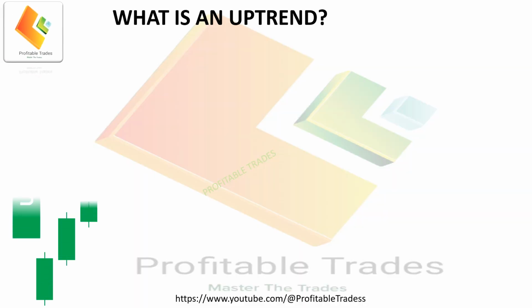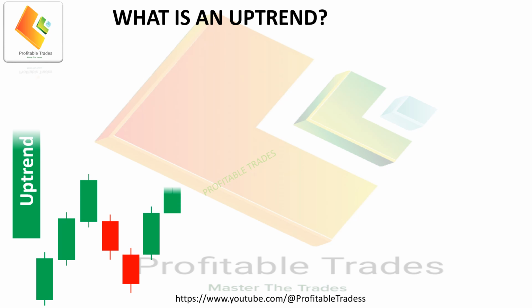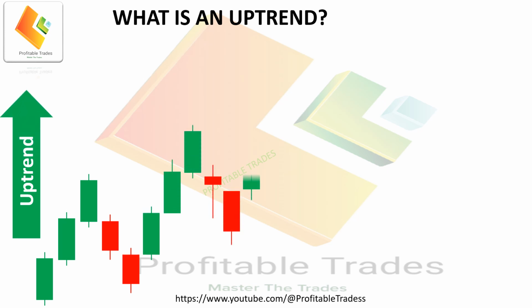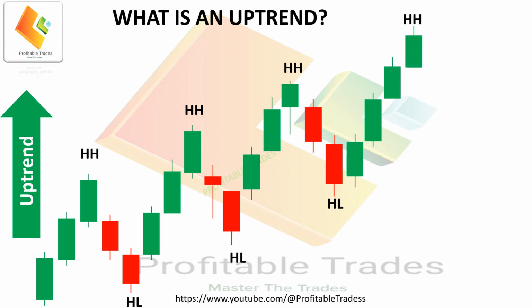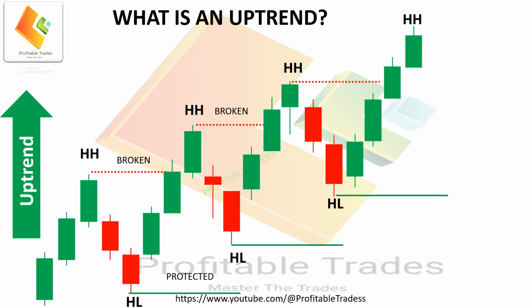An uptrend is characterized by a series of higher highs and higher lows on the price chart. It indicates bullish sentiment, with buyers dominating the market. As the trend progresses, investors often witness periodic pullbacks or consolidations, followed by renewed upward momentum. In an uptrend, higher highs are broken and higher lows are protected, as shown.